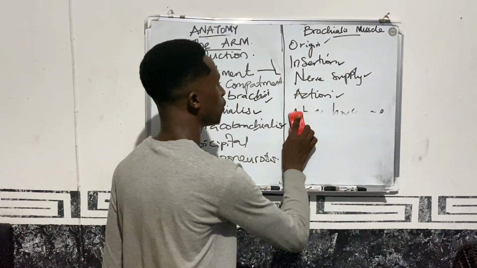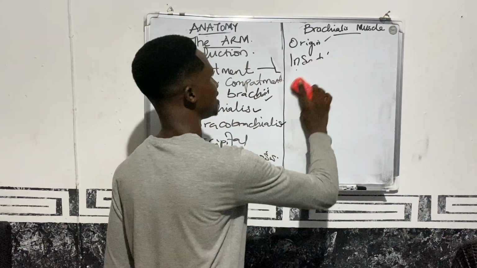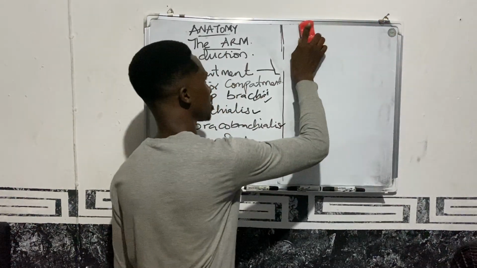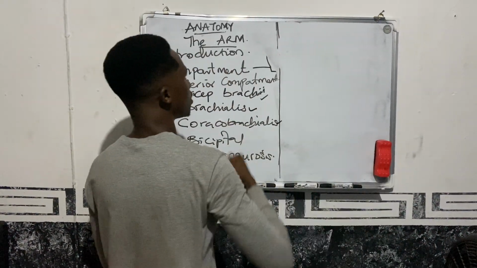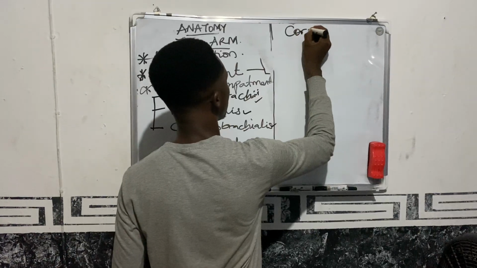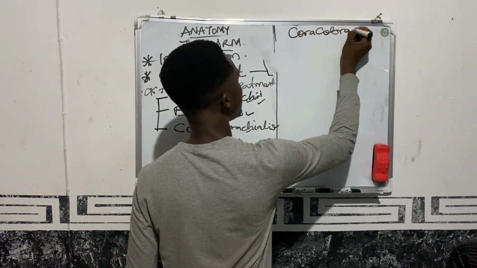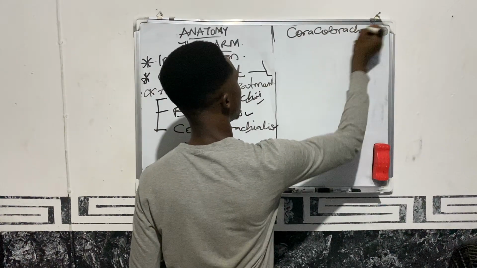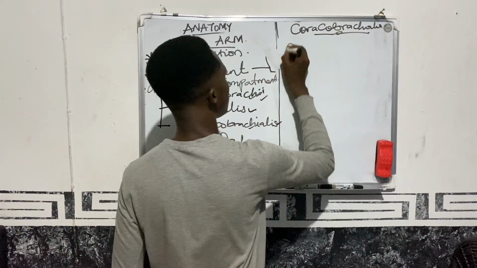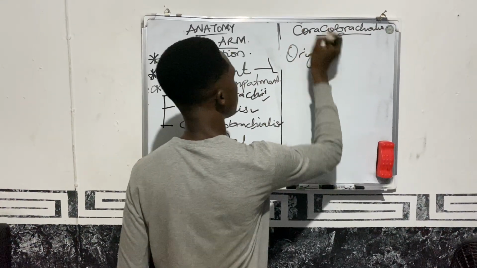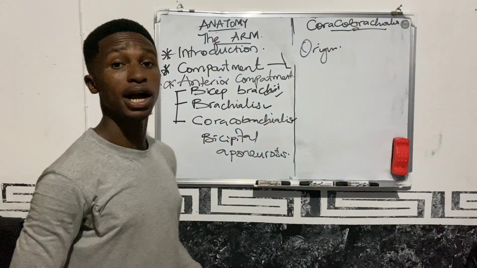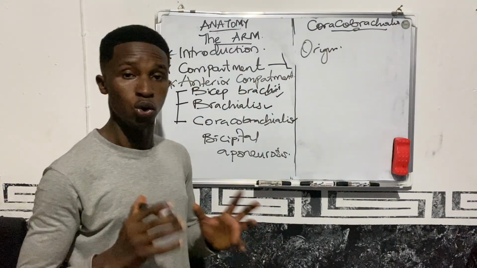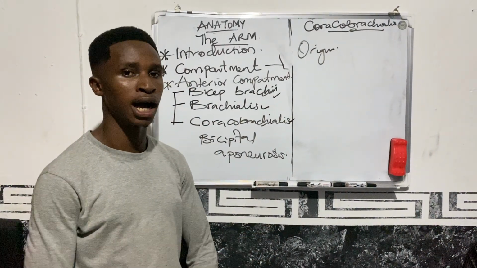From the name coracobrachialis, you can simply tell me the origin and insertion of that muscle. The coracobrachialis muscle is very important in the arm. Before we talk about the origin of this muscle, I would like to tell you that the coracobrachialis muscle is known as the landmark of the arm.